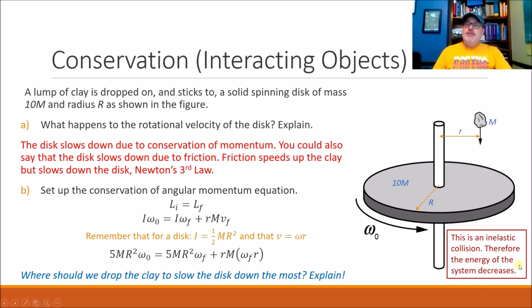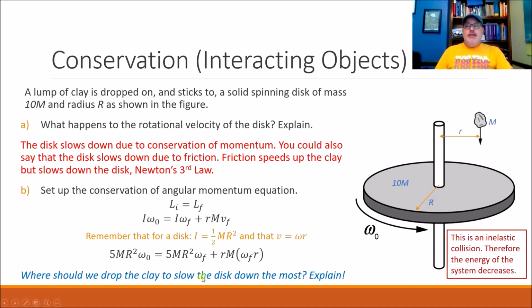This is another inelastic collision. Therefore, the energy of the system will decrease. We have gravitational potential energy to start, and we have rotational kinetic energy of the spinning disk. When the clay hits this spinning disk, it's an inelastic collision, and so therefore the final rotational kinetic energy of the system must be less.